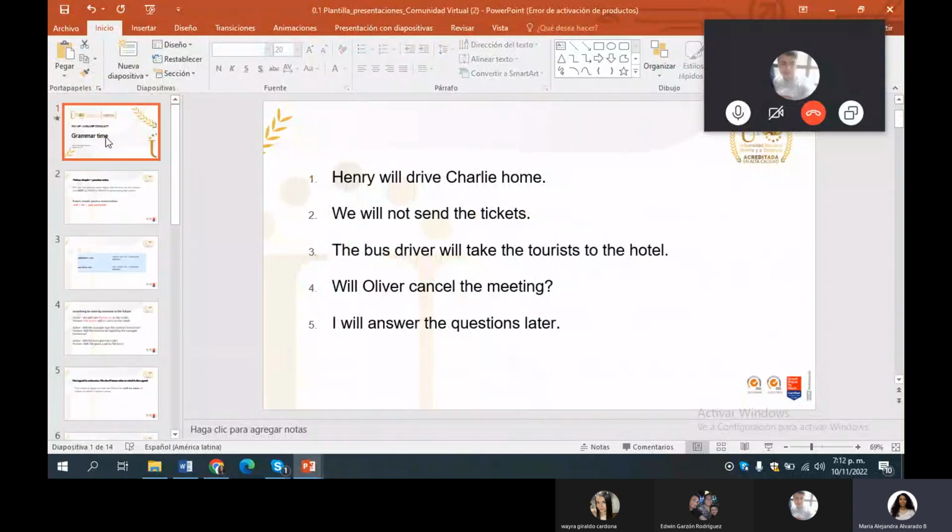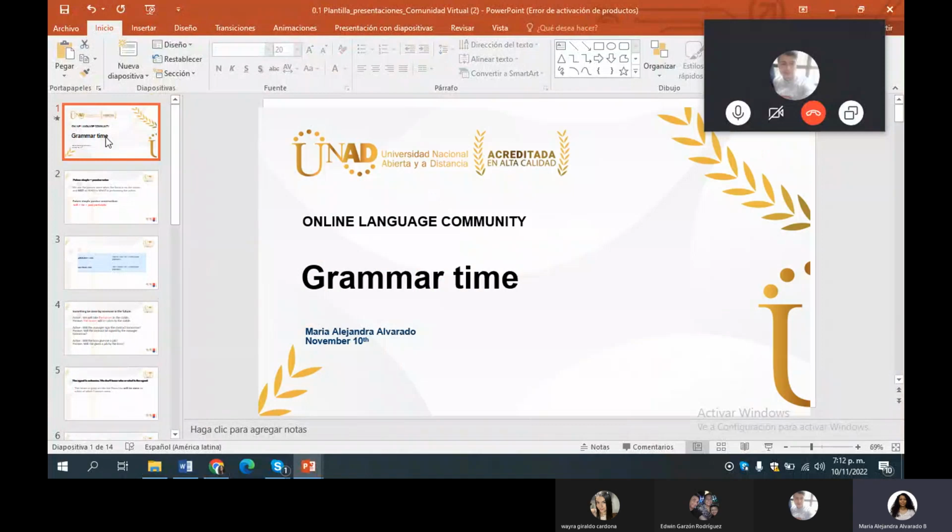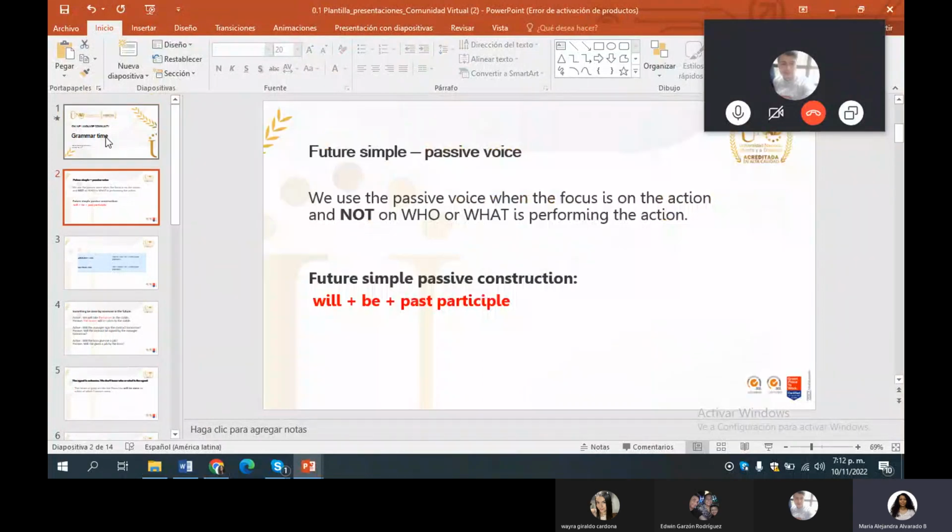But today we are going to talk about grammar, sorry, about passive voice, but in future. In future, the tense is different, so the rule is a little bit different. As I told you before, we use the passive voice when the focus is on the action and not who or what is performing the action. And here we have the rule, which is basically this: will, be, and past participle.